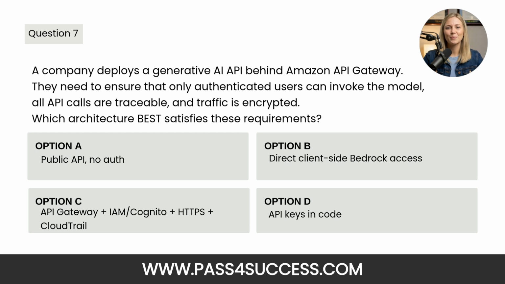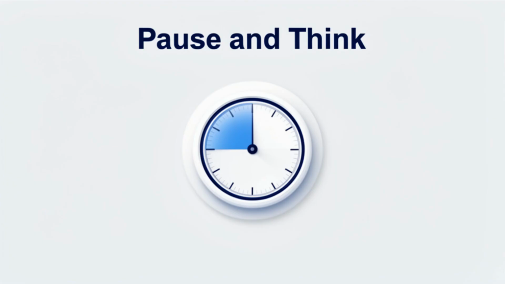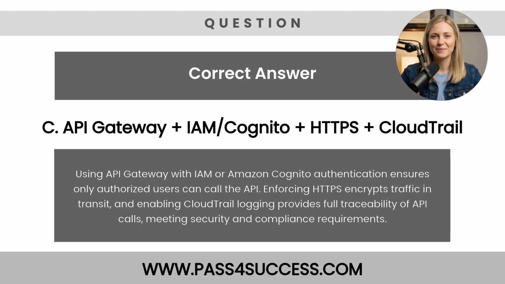Question 7. A company deploys a generative AI API behind Amazon API Gateway. They need to ensure that only authenticated users can invoke the model, all API calls are traceable, and traffic is encrypted. Which architecture best satisfies these requirements? A. Public API, no auth. B. Direct client-side Bedrock access. C. API Gateway plus IAM, Cognito, plus HTTPS, plus CloudTrail. D. API keys in code. Pause and think. Correct answer: C.